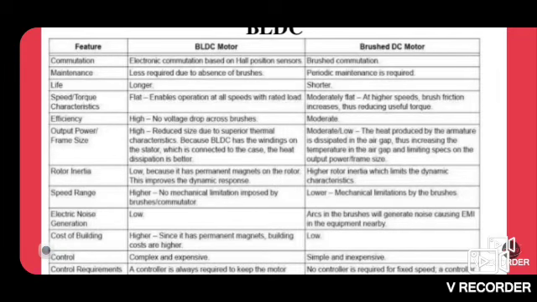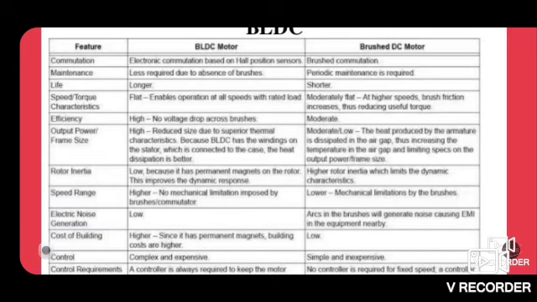Regarding speed torque characteristics, the BLDC motor has flat characteristics. It enables the operation at all speeds with rated load. But the brushed DC motor has moderately flat characteristics since at higher speed brush friction increases, thus reducing useful torque. Then regarding the factor of efficiency, BLDC motor has high efficiency since no voltage drop across brushes.